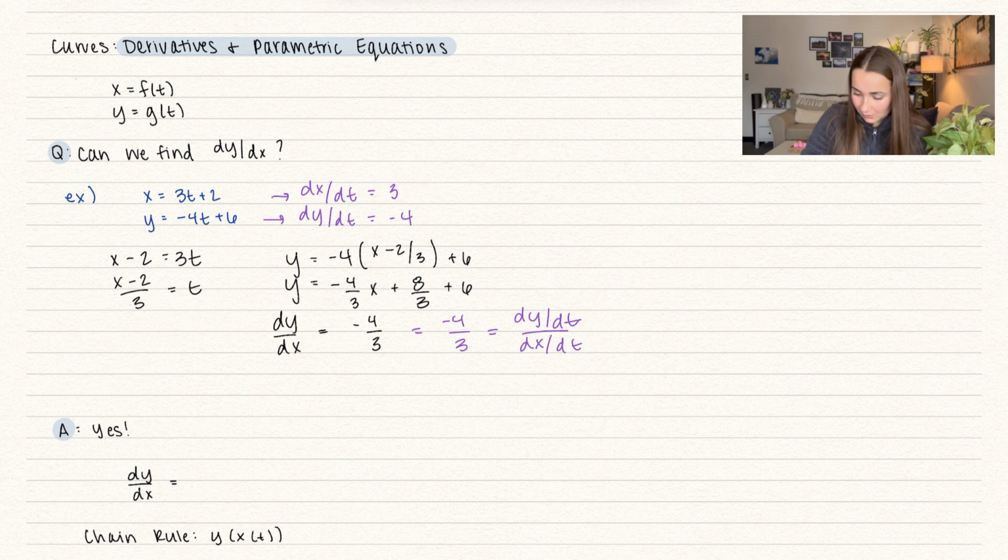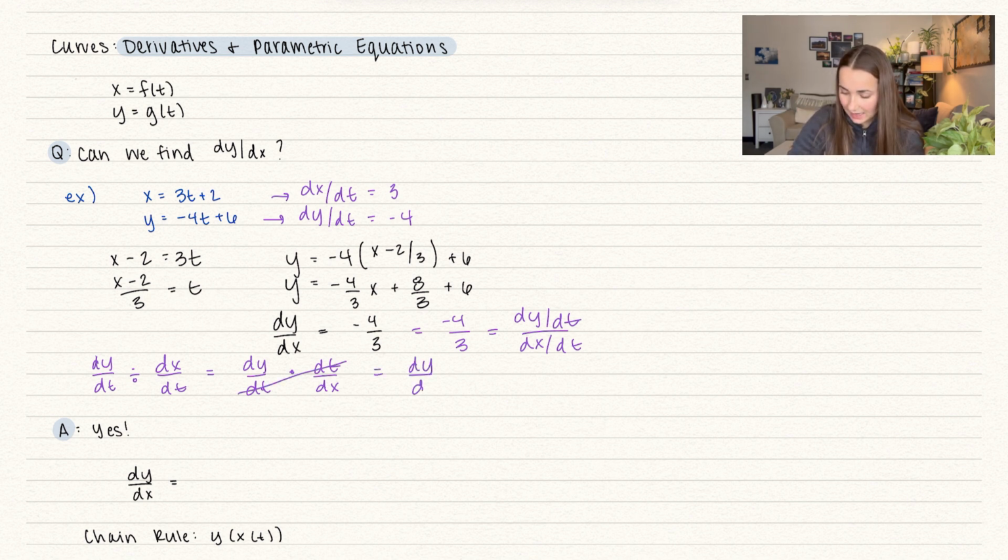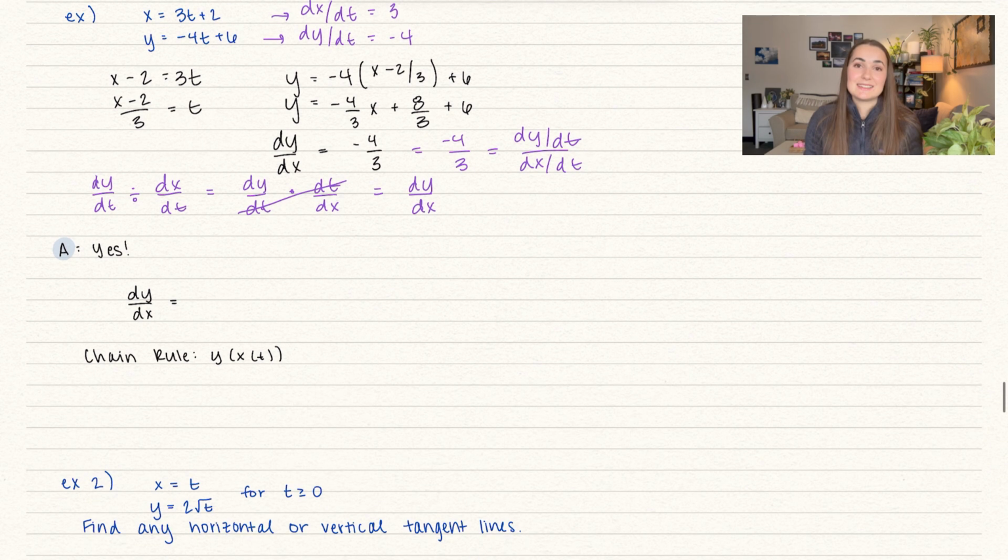What happens when we do this? We get dy/dt divided by dx/dt. We do the keep change flip. I always say, multiply by the reciprocal. So we get dy/dt, and I'm going to multiply by the reciprocal, dt over dx. And notice what happens here. The dt's cancel out, right? So these cancel out, and we're left with dy/dx. So our answer is yes. We get that dy/dx is equal to dy/dt divided by dx/dt.